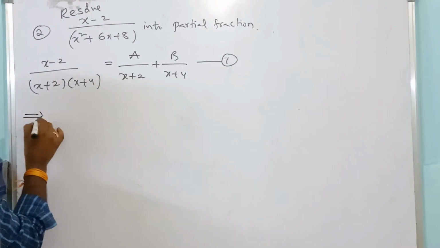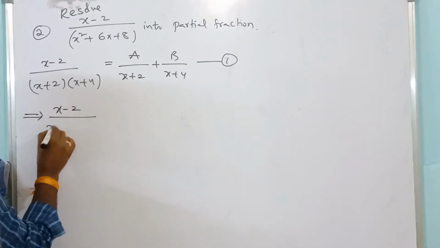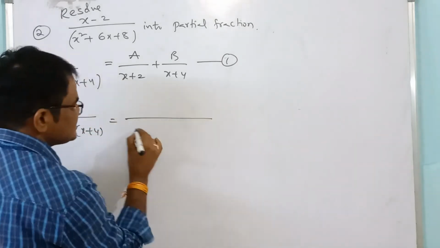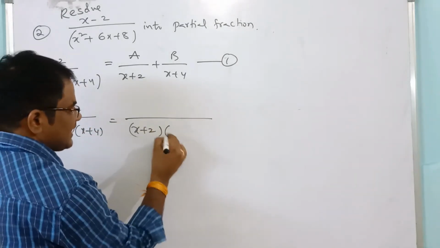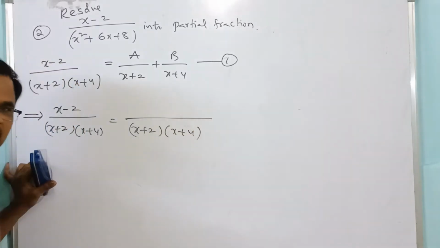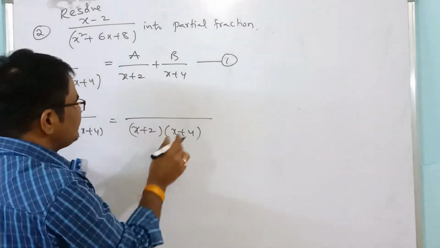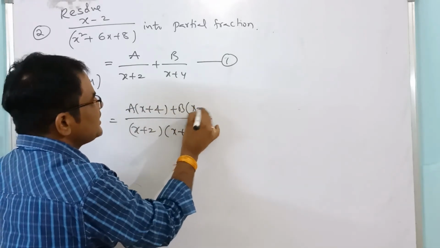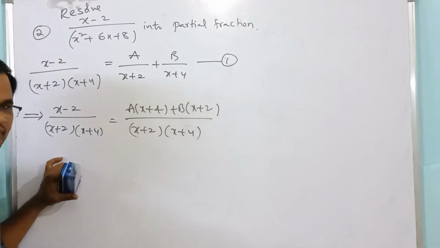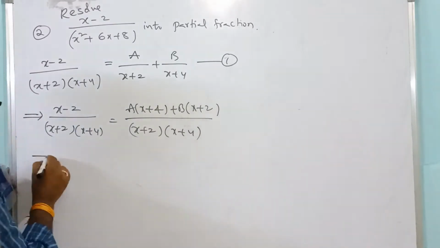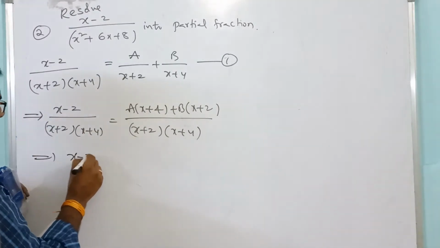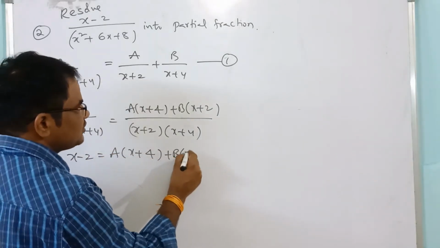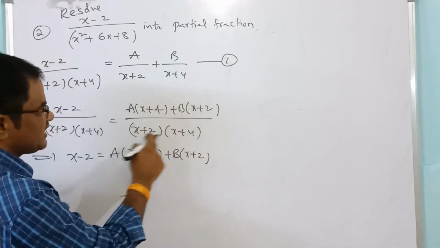Now same procedure, what we have to do? (x minus 2) by (x plus 2)(x plus 4) is equal to, take the LCM here, (x plus 2)(x plus 4), right? Are you following? Now here if you take the LCM, a into (x plus 4) plus b into (x plus 2). Already how to do the LCM you know. Now if you remove these two, equate numerators: x minus 2 equal to a into (x plus 4) plus b into (x plus 2).